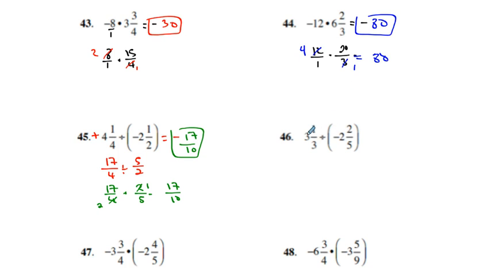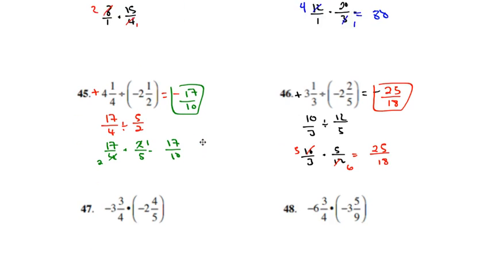3 and 1/3. Positive divided by negative. It's going to be a negative. 3 and 1/3 is 10 over 3, divided by 2 and 2/5. 2 times 5 is 10, plus 2 is 12, 12 over 5, so I got 10 over 3 times 5 over 12. 10 and 12 simplify to 5 and 6. 5 times 5, 25, 6 times 3, 18, so you got 25 over 18.